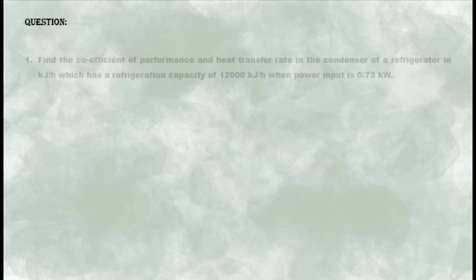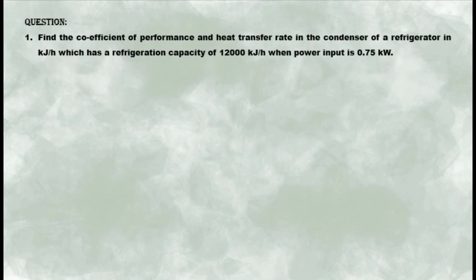Hello everybody, these examples are all about the second law of thermodynamics and entropy. We have now our first question. Find the coefficient of performance and heat transfer rate in the condenser of a refrigerator in kilojoule per hour, which has a refrigeration capacity of 12,000 kilojoule per hour when power input is 0.75 kilowatt.